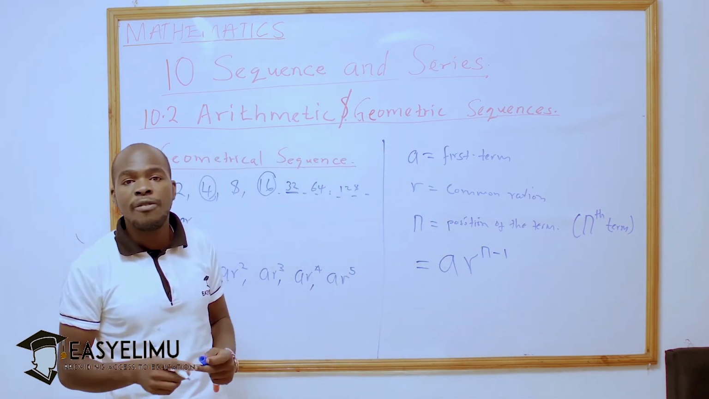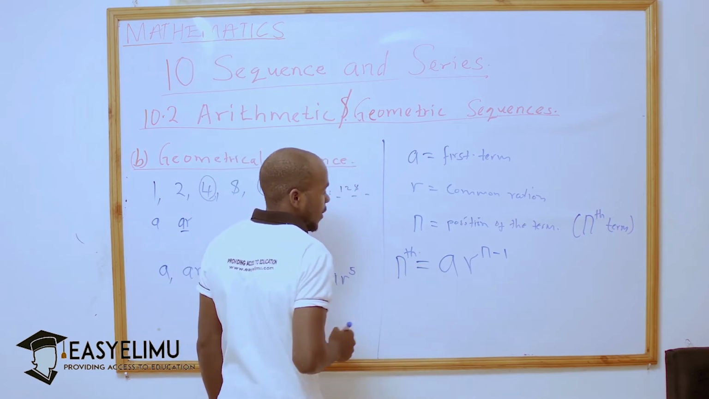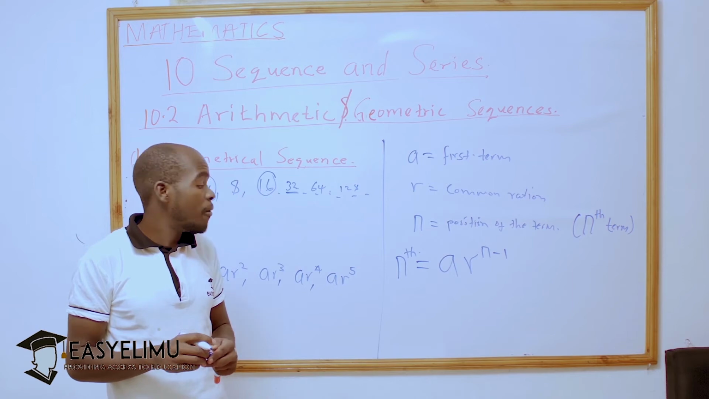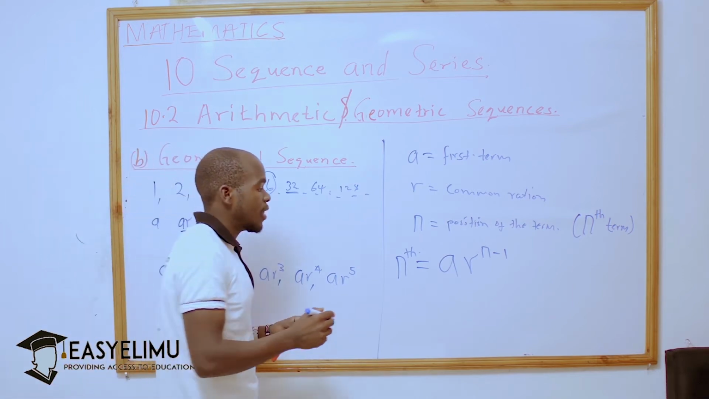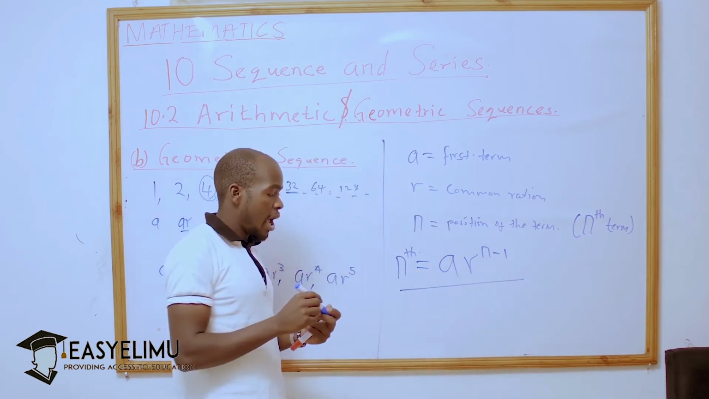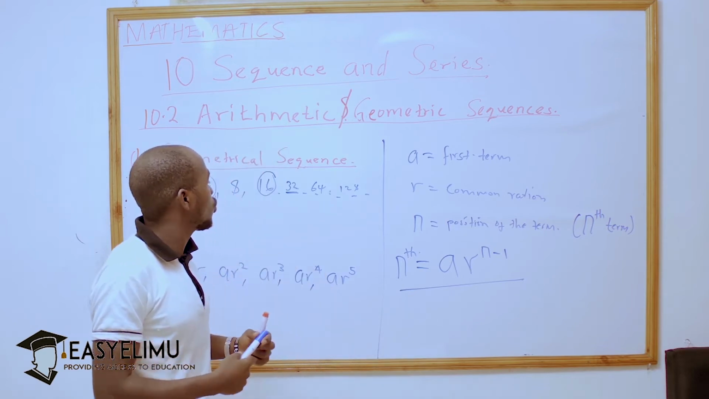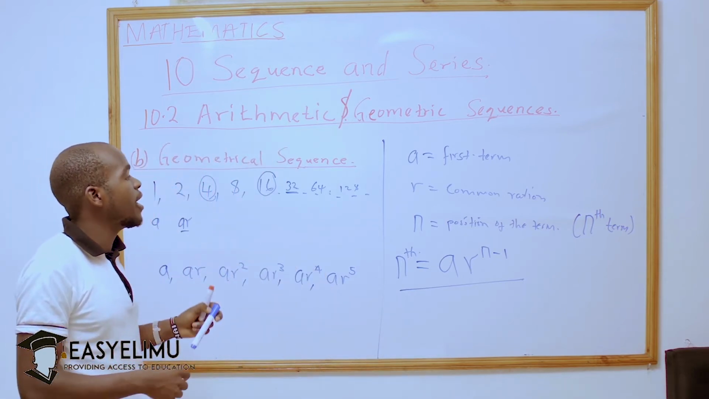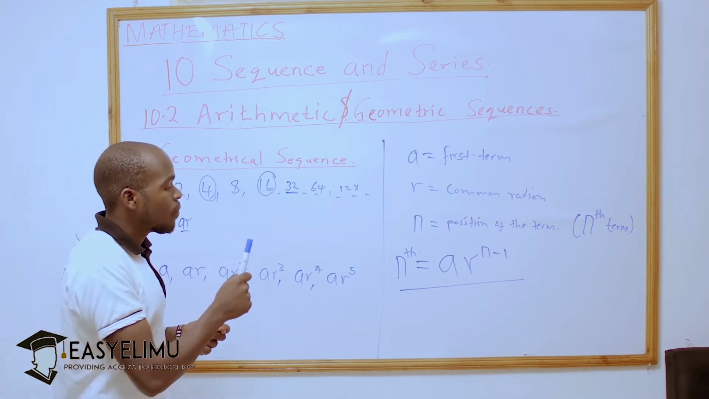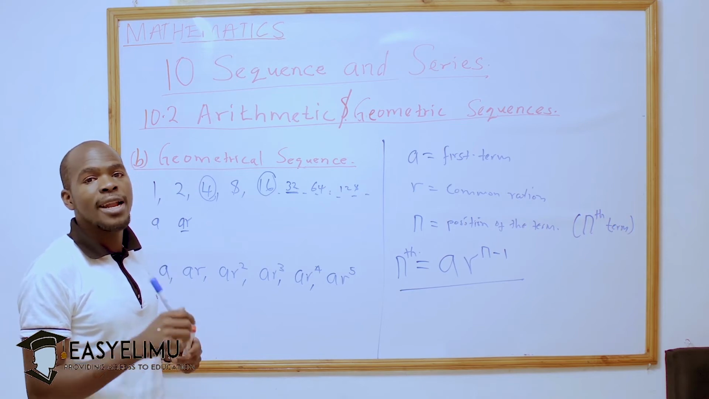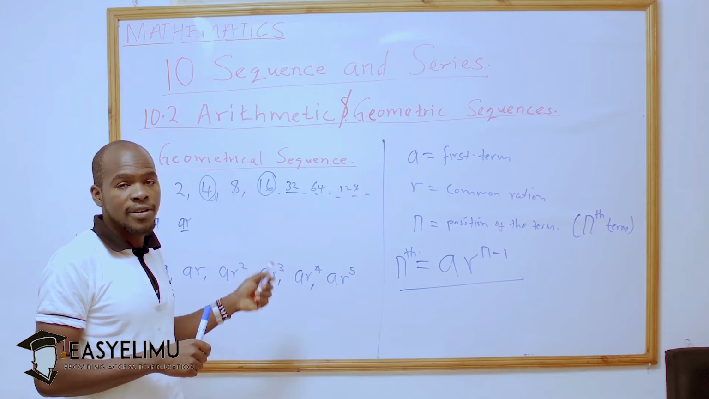If you do that, you will be finding the nth term of that geometric sequence. That is the formula for finding the nth term of that geometric sequence. And with that we shall say we have come to the conclusion that even if given a geometric sequence, we can use that formula to predict the next number or the next term in the pattern of the sequence.